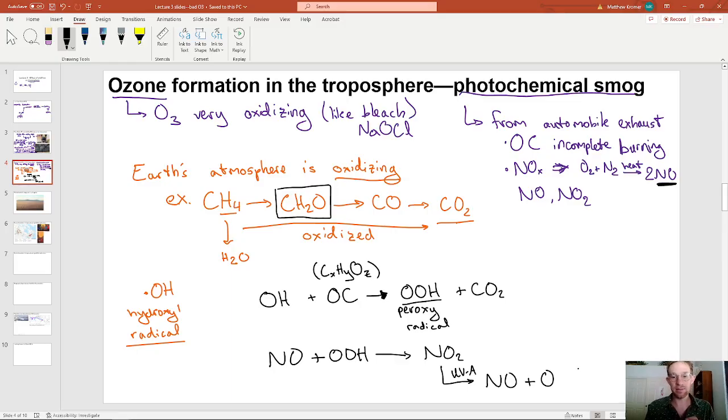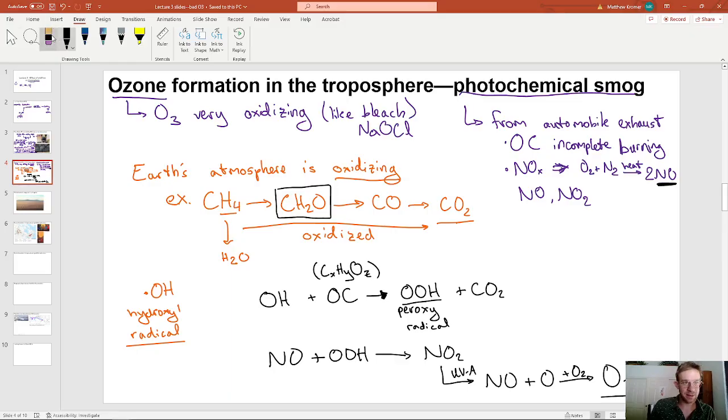So this is similar chemistry to the stratosphere because now this oxygen atom can react with O2 and form ozone, like so, okay? So this is a lot, I understand. There's a lot going on here.